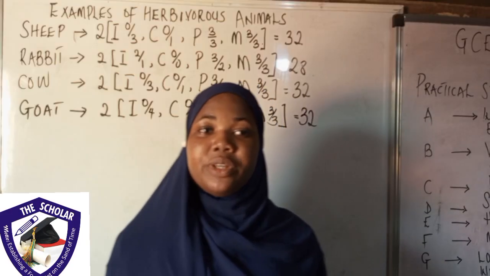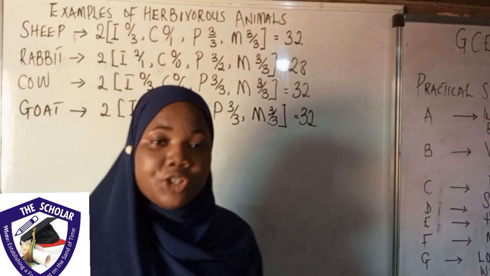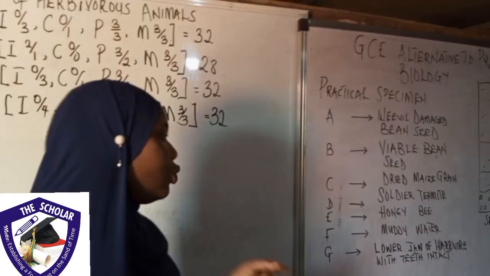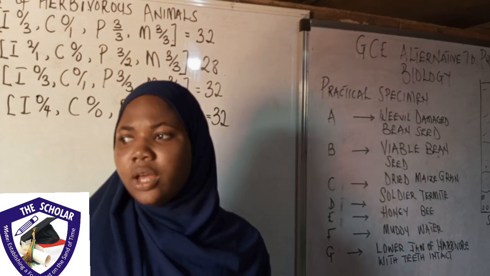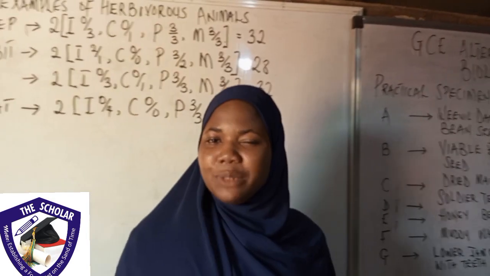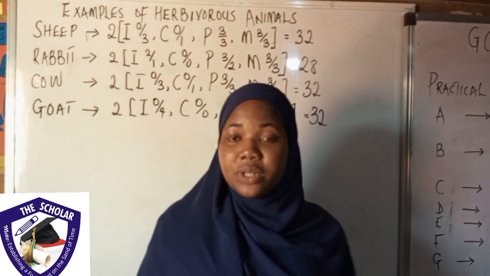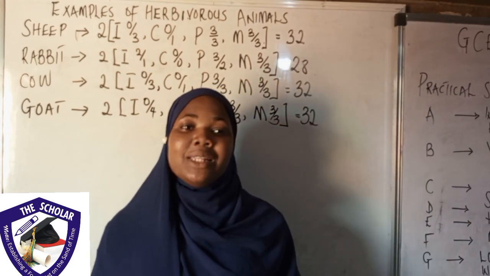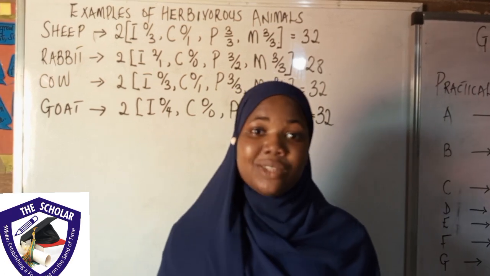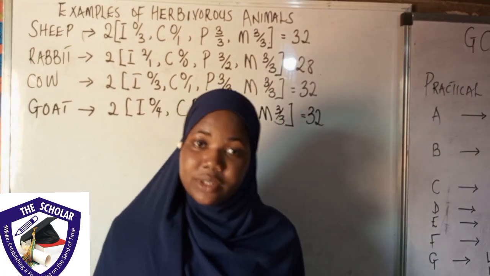Now moving forward, you were asked that specimen G, which is our what? The lower jaw of herbivore with what? Teeth intact. You might be asked, or you are even expected to explain what herbivorous animals are. Herbivorous animals are animals that feed on plants and plant materials, such as grasses, weeds, leaves, and lots more.